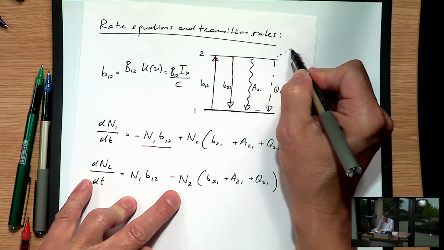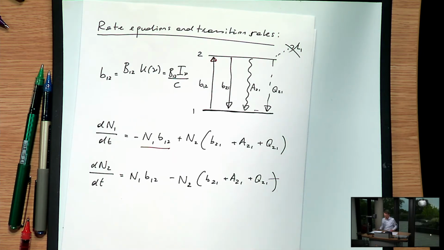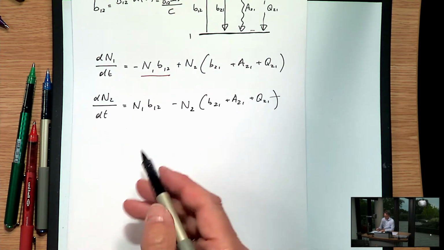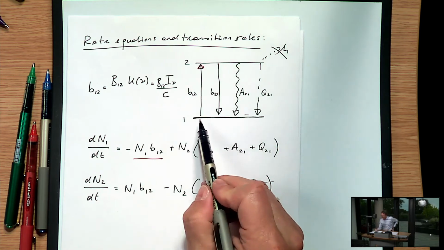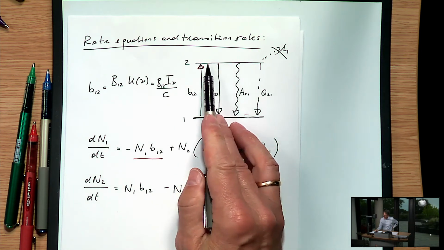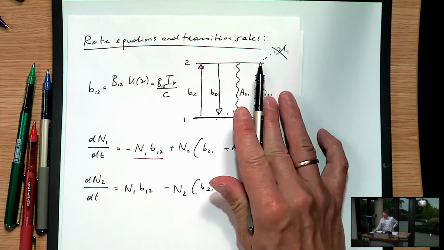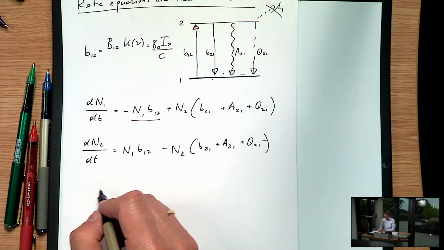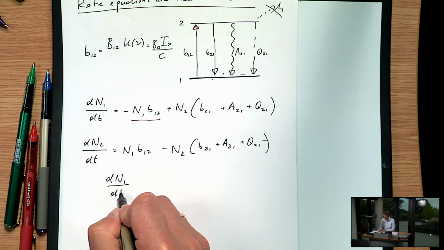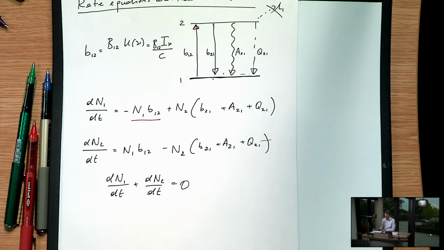And as I said, I've ignored that loss term. Otherwise there would be an extra loss term in this equation here. So we ignore it. And so in steady state, this system is closed. Anything that leaves from down here will end up up here, and anything that leaves from up here will come down there, because we ignored this other loss mechanism. So what this means, therefore, is that dN1/dt plus dN2/dt is equal to 0 at any one time. That must be the case.